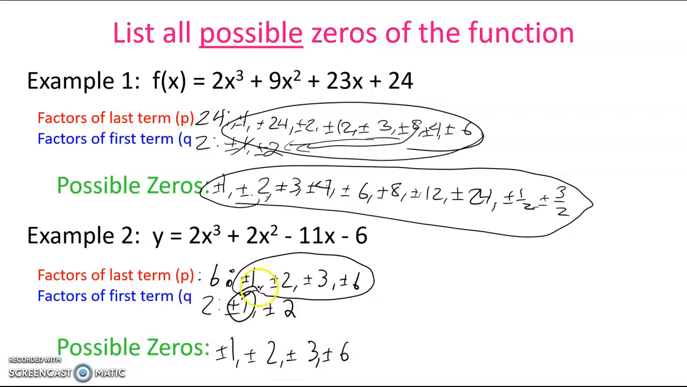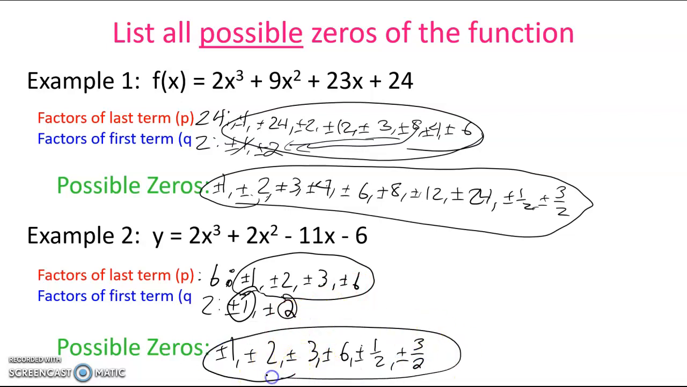Now I'm going to divide all these by 2. 1 divided by 2, that's plus or minus 1/2. 2 divided by 2, that's 1. I already have that, so I can move on. 3 divided by 2, that's 3/2. I don't have that one, so I'm going to add it to my list. And then 6 divided by 2 is 3, so I already have that one.